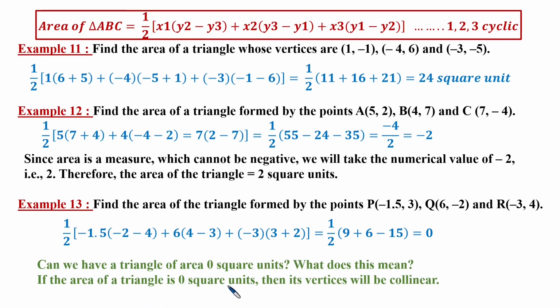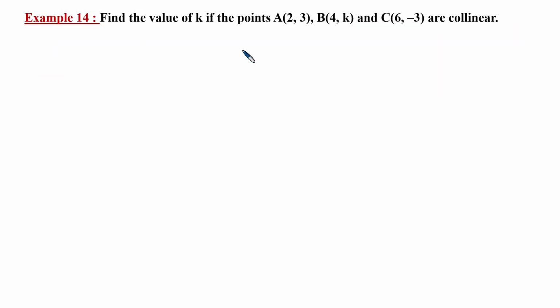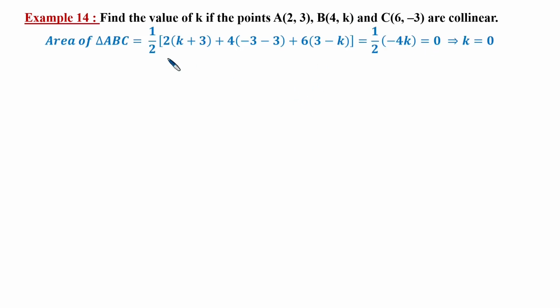If the area of a triangle is 0 square units, then the vertices will be collinear, as I have said. Example 14: find the value of k if the points A, B and C are collinear. That means the area of the triangle has to be 0 if it is collinear. So you find the area of the triangle, equate it to 0, and from there you find the value of k. Here I have shown the area for the triangle with x1, y1, x2, y2. You substitute it, then you get this. If you equate this to 0 because it is collinear, this quantity is equal to 0, which means k has to be 0.